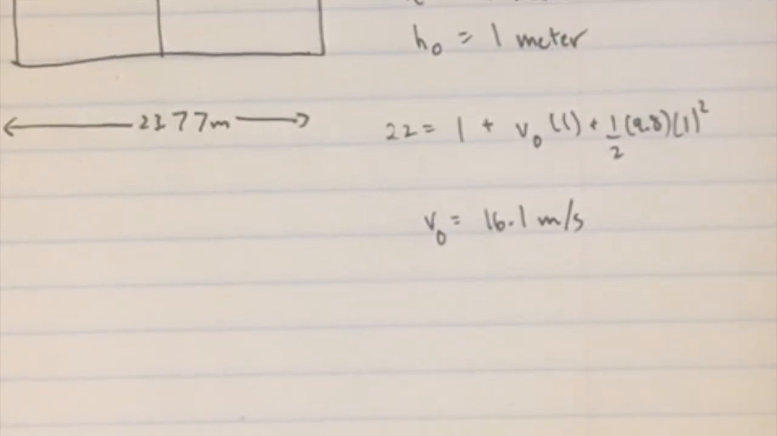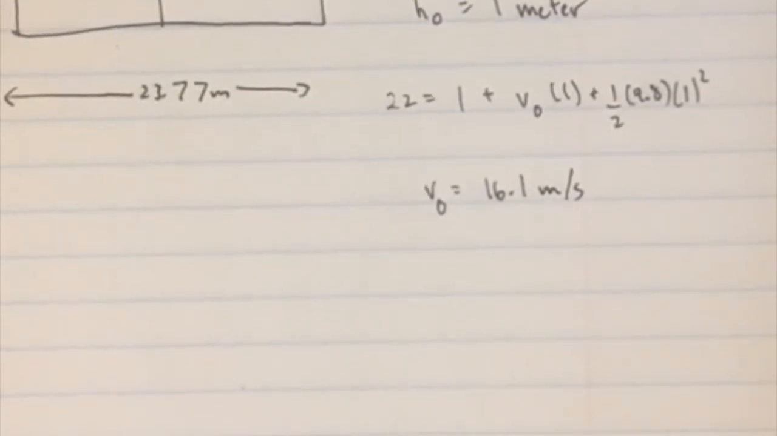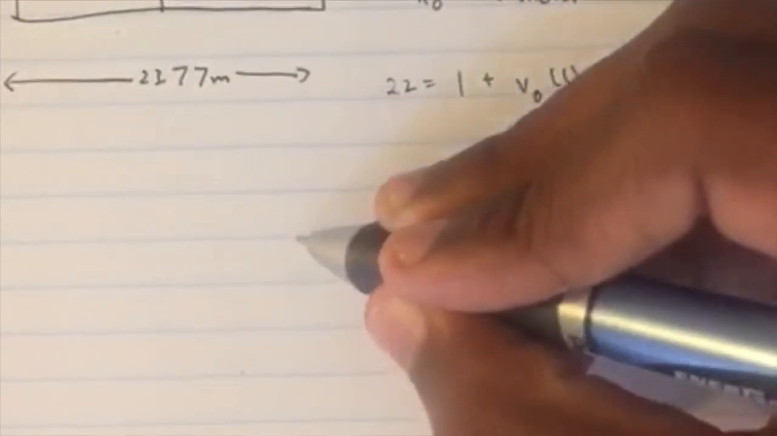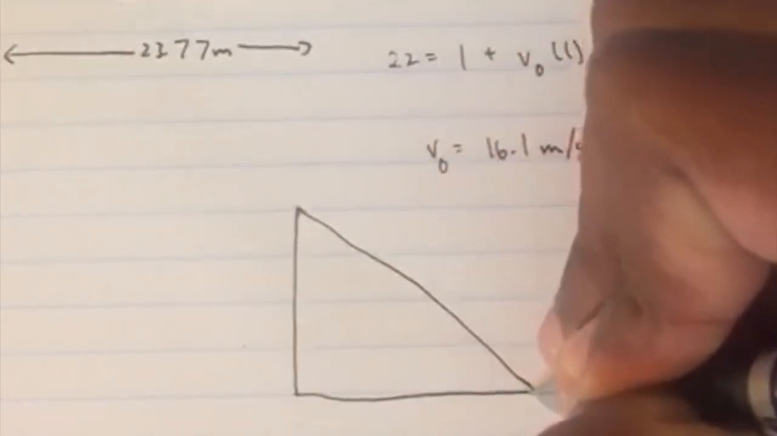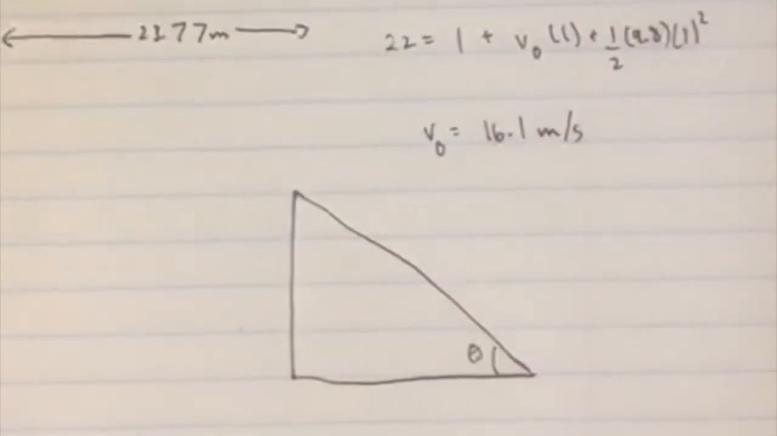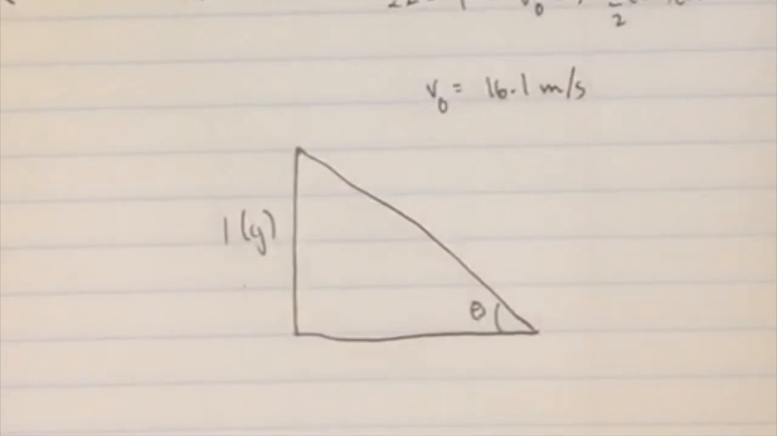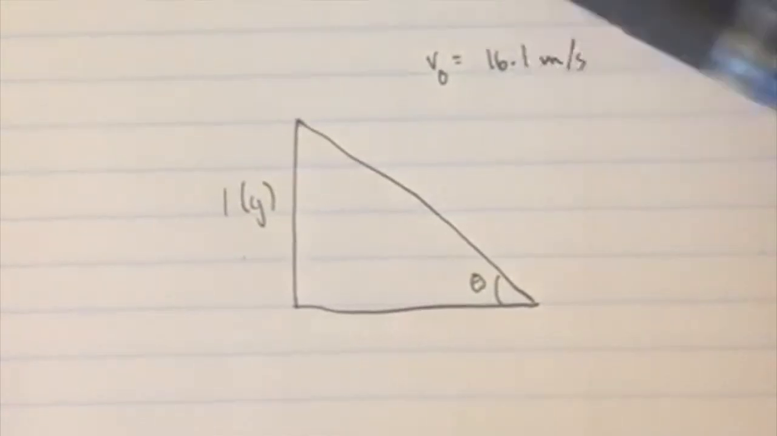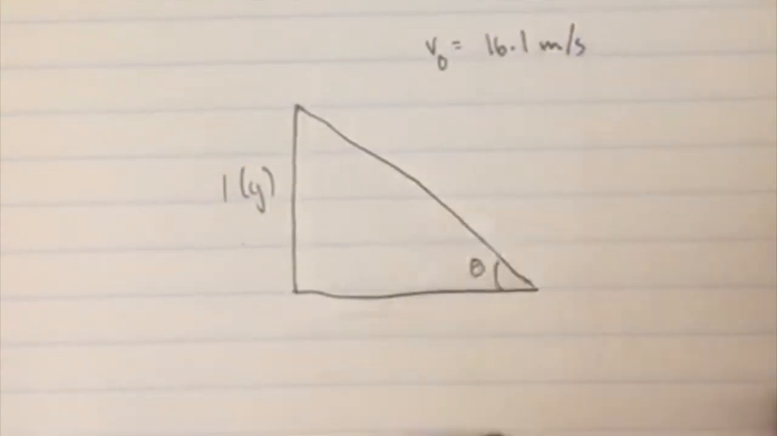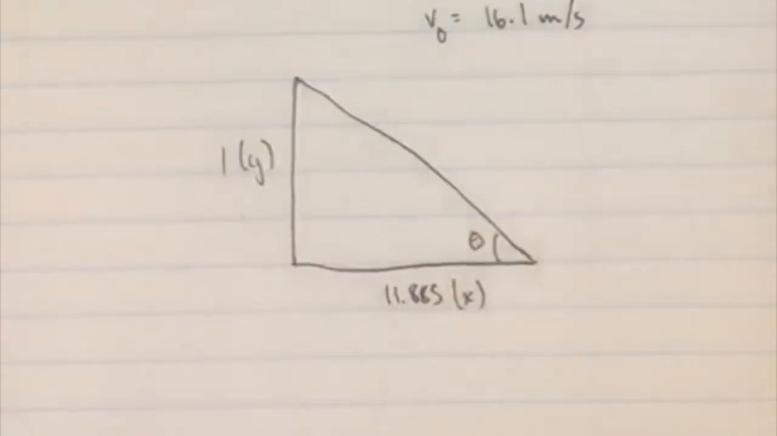Now we have to find the angle such that the ball goes over the tennis net. For that we're going to be using the Pythagoras theorem. This is the value theta which we need to find, and the height of a tennis net is 1 meter, which is this. We can call this y, and the distance from where the shot is hit to the net would be the length of the tennis court divided by 2, which is 11.885 meters, which we'll call x.